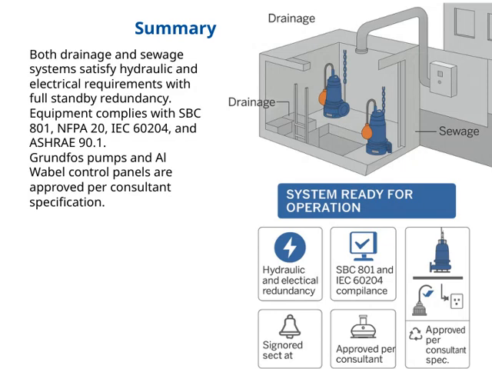In summary, both the drainage and sewage systems have been designed to meet all hydraulic and electrical requirements, ensuring reliable operation. We've included full standby redundancy, which means that in case one component fails, the system can seamlessly switch to backup, maintaining continuous functionality. All equipment has been carefully selected to comply with industry standards such as SBC 801, NFPA 20, IEC 60204, and ASHRAE 90.1. These standards cover safety, performance, and energy efficiency, giving us confidence in the system's robustness and compliance.